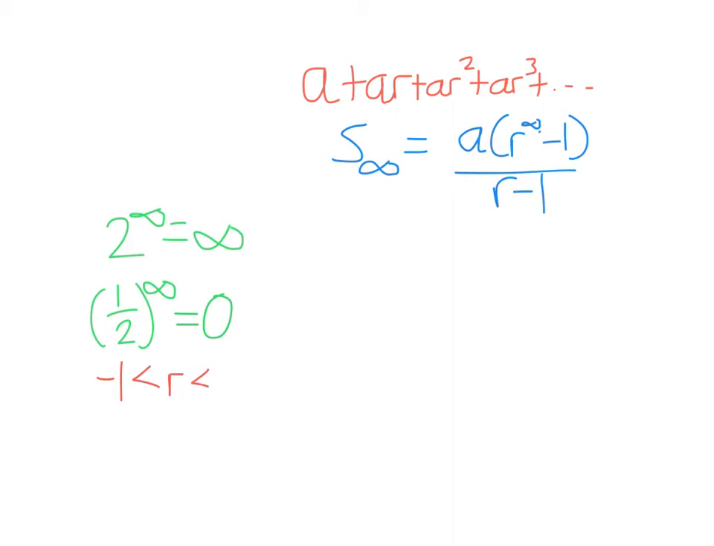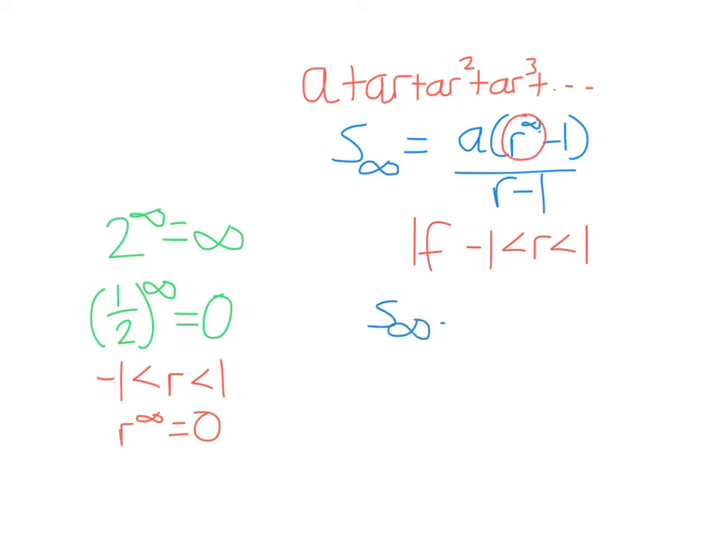Minus 1 is less than r is less than 1. If r is between minus 1 and 1, that is, it's a fraction, then r to the power of infinity will be 0. So what I'm really saying here is if you take a small number and raise it to a really large number, you'll get something that's very, very close to 0. So substituting that in here, if r is between minus 1 and 1, this guy here will just become 0.